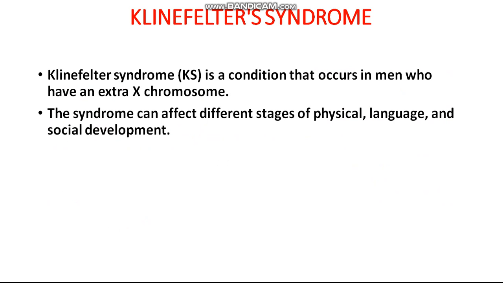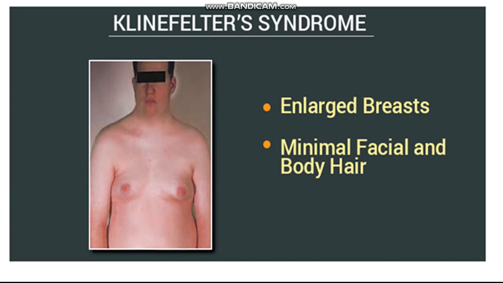So Klinefelter syndrome is a condition that occurs in men who have an extra X chromosome. So this is also an X-linked disorder where it occurs in male clients due to the occurrence of an extra X chromosome. So if you look at their last chromosome pair, it will have XXY. Instead of XY, they will be XXY. The syndrome can affect different stages of physical, language and social development.